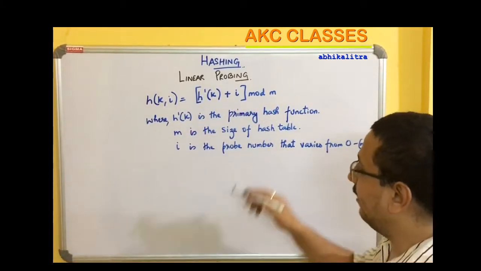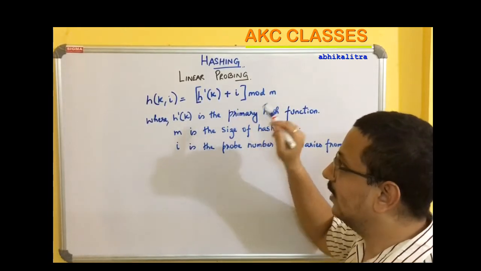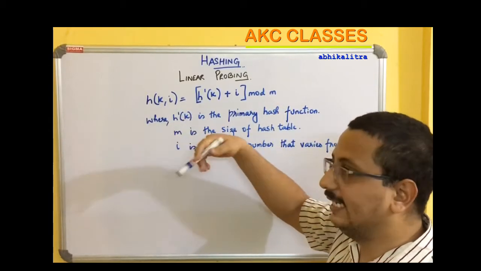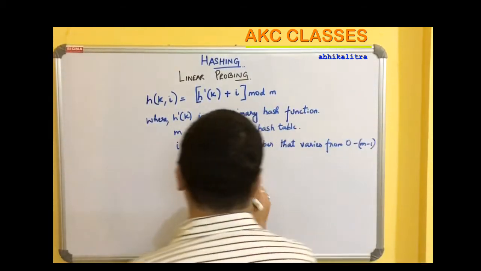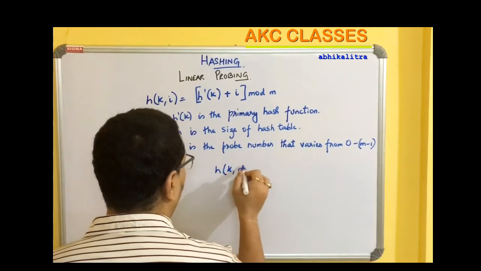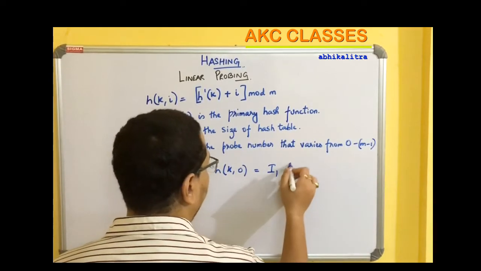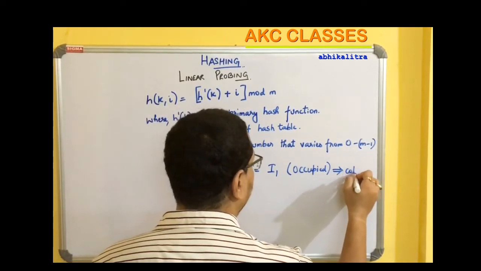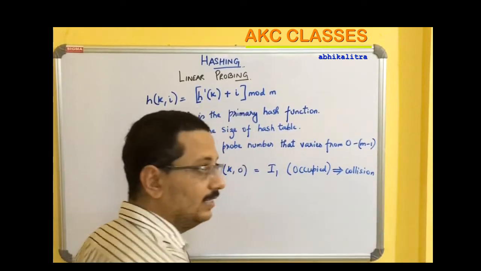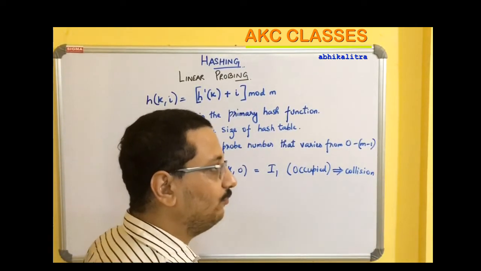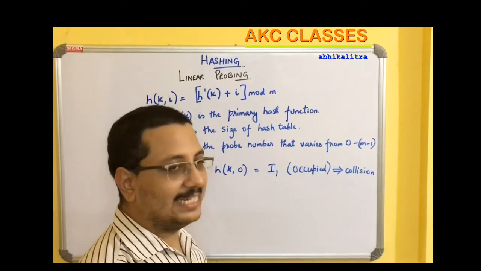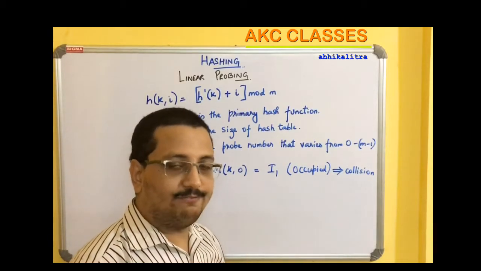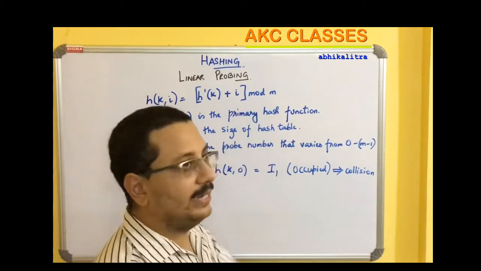So if the primary hash function fails to produce a slot which is free, then the value of i is incremented. Obviously, if h of k comma 0 generates an index value I1 which is already occupied, then it implies that there is a collision. So when a collision occurs, we have to find the next free slot, and this is done in a very sequential manner. It is a kind of linear search. We have formulated linear search using this particular expression.